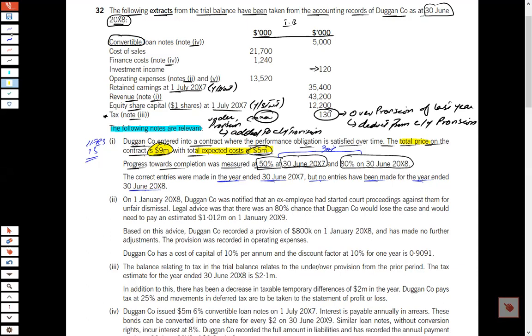Let's say instead of this 9 million, the total price of the contract is 4 million and the total expected cost is 5 million. Now it will be a loss-making contract. So whenever there is a loss-making contract, don't wait to record the loss year on year. I repeat, we immediately record the loss.